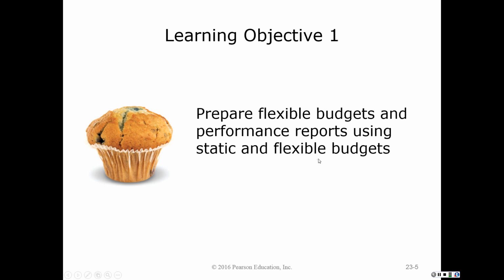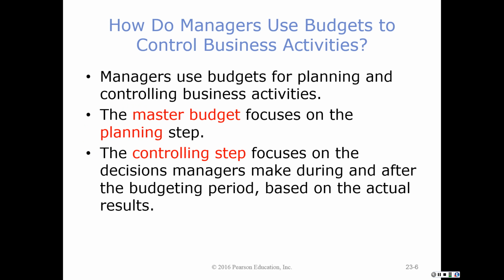And we'll talk about how we record the journal entries and the costs that are moving through a standard cost system. So let's begin with learning objective 1, preparing a flexible budget and using a performance report to analyze our budget and make decisions about how our organization can possibly be more efficient. If you'll remember from our master budget, we were talking about planning, and this chapter is going to focus more on the controlling step, helping managers identify things that they can do to control their costs.